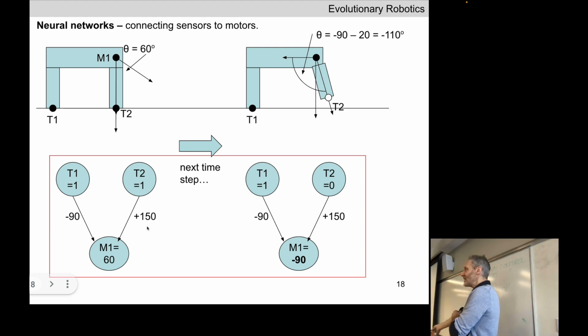For a lot of what you'll see in neural networks, usually the weights are restricted to floating point values between -1 and +1. It doesn't have to be. Okay. Any questions about this before we push on? Any questions about physics engines, evolutionary algorithms, neural networks?